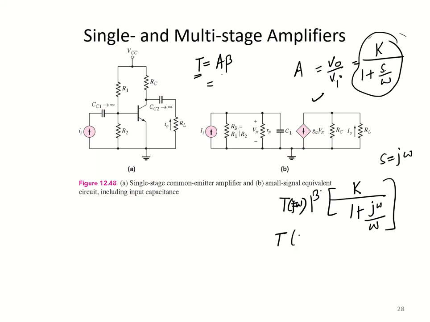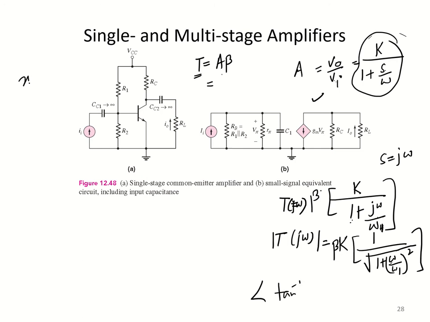Now if you want to calculate its magnitude, the magnitude will be equal to k times 1 over the square root of the real part squared plus the imaginary part squared, that is, 1 plus omega over omega 1 squared. Omega 1 is typically the critical frequency, or you can call it whatever you like. That is the magnitude.